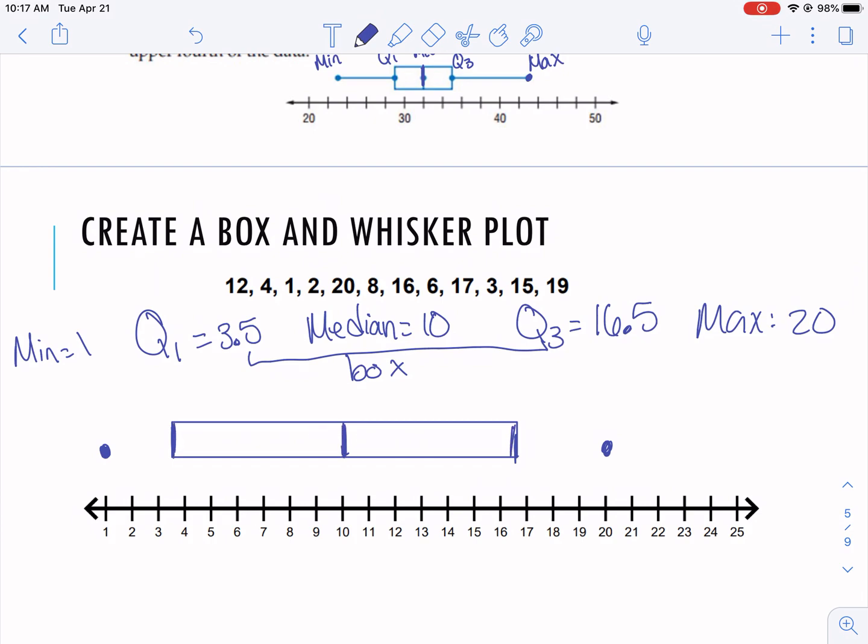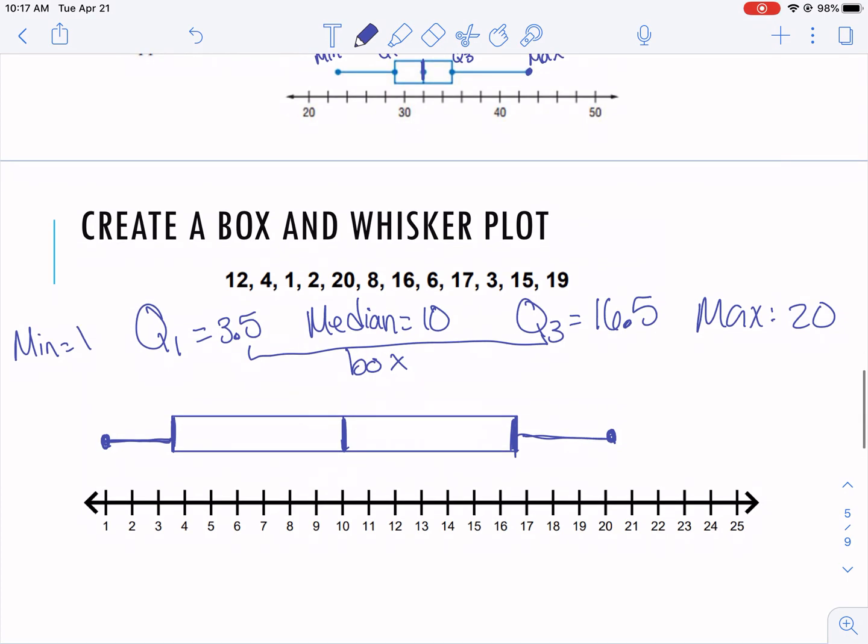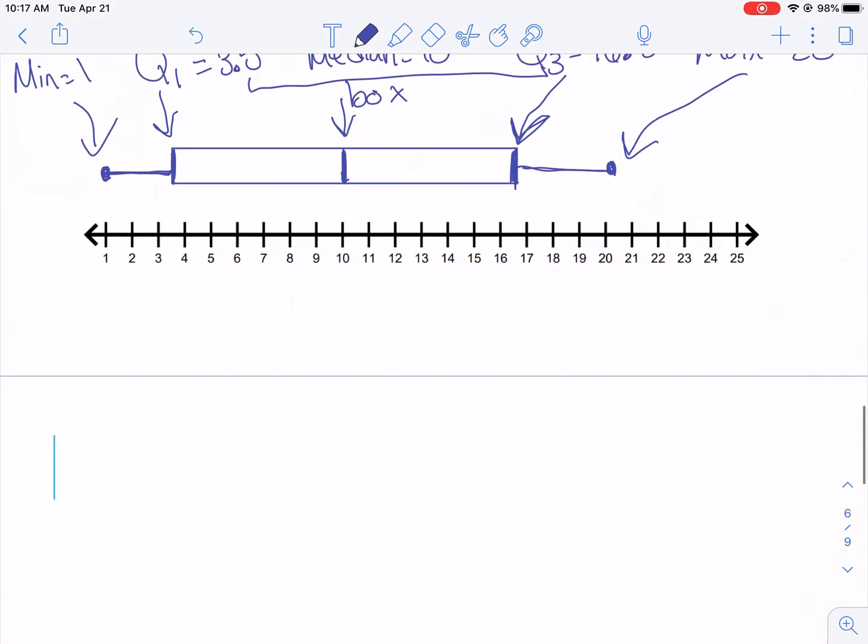So then if you notice, there's my box. Here I'm going to move, and it doesn't matter how far up on the number line it is. I'm just going to make it look nice. And then the minimum and my maximum help give me my whiskers. So that's how we graph a box and whisker plot by hand. But really what we need to know is that the minimum goes here. Quartile 1 is the first line. The median is exactly in the middle. Quartile 3 is here. And then the maximum's the other point.